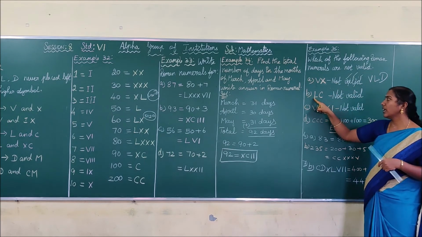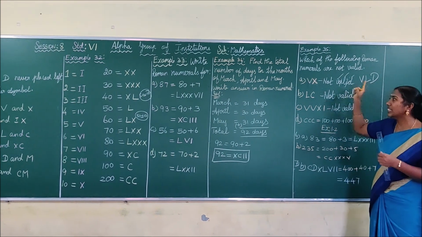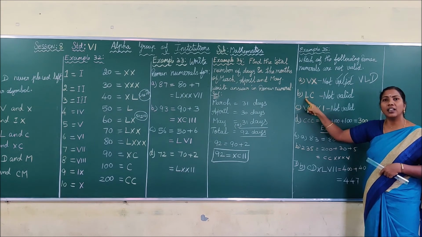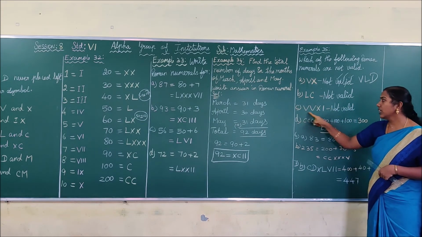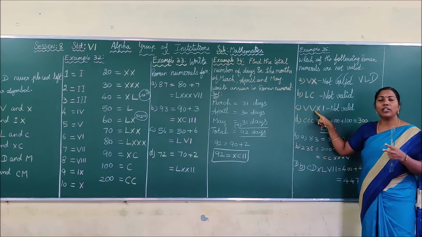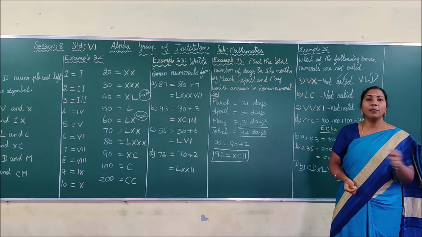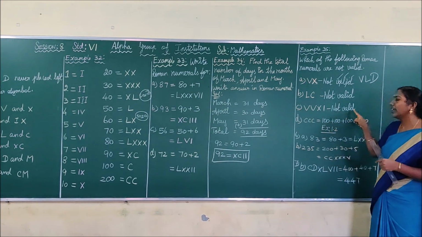See the next one, LC. Already I have told you V, L, D can never be placed on the left hand side of a higher symbol. So here also they have placed the L on the left hand side of the higher symbol. So this is also not valid. Here see, V comes 2 times. We have already told in rule 1 that V, L, D are never repeated. So this is not a valid symbol. So here you have to write not valid.